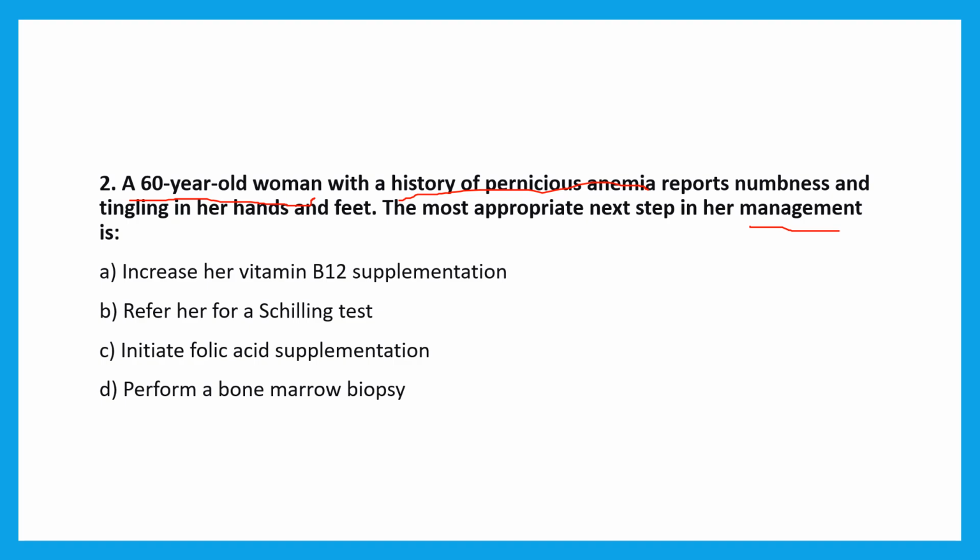And is there anything important to recognize? The numbness and tingling in her hands and feet. These are all clues. Look at how many clues are here. The numbness and the tingling in the hands and feet of this 60-year-old woman are signs of neurological involvement from the ongoing vitamin B12 deficiency. And the diagnosis of pernicious anemia is already known, right? So the next step is to do what?